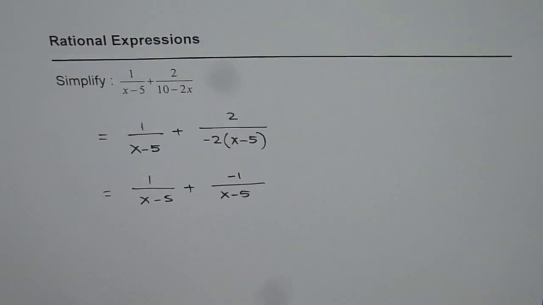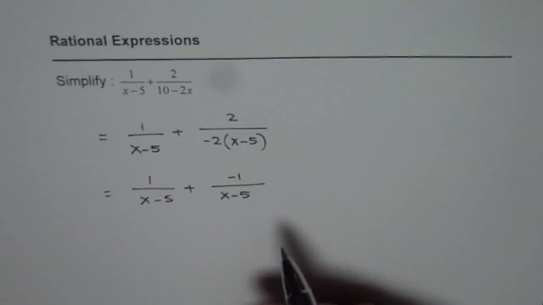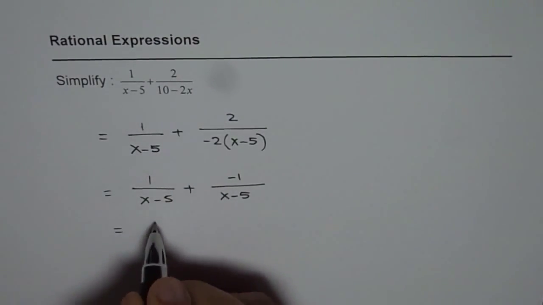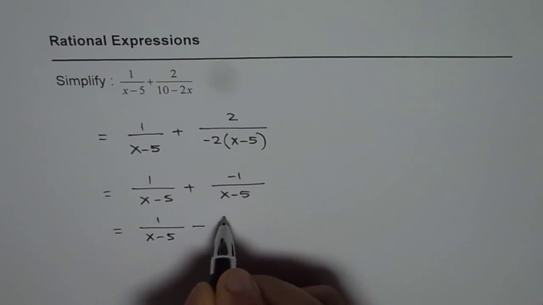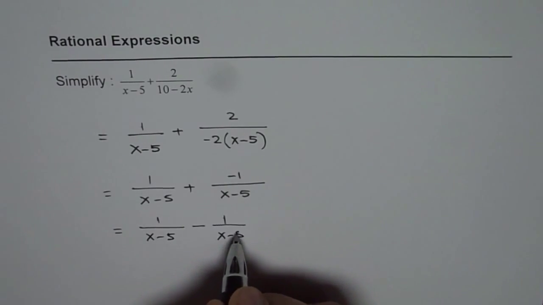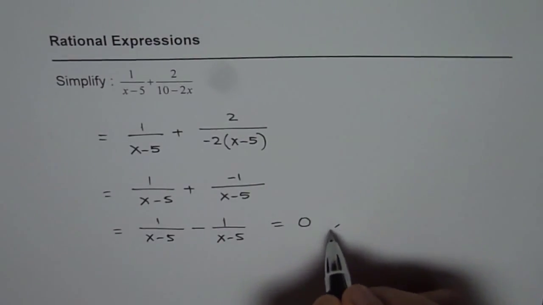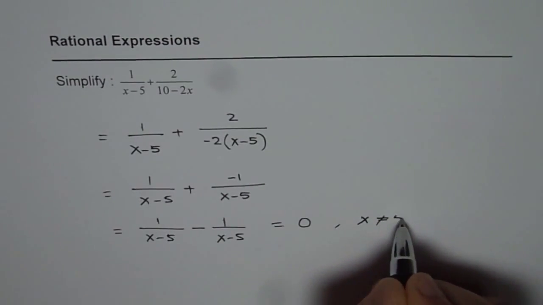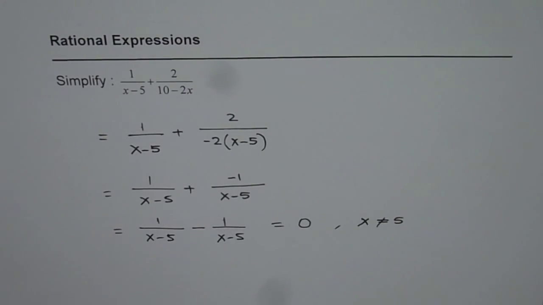Now 1 over x minus 5 plus minus 1 over x minus 5 is equal to, you may write like this, 1 over x minus 5 minus 1 over x minus 5, which is indeed 0, right? So we get 0 as our answer. And the restriction here is that x is not equal to 5, as that will make these denominators 0. So that is the solution.